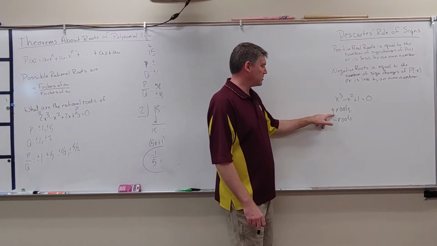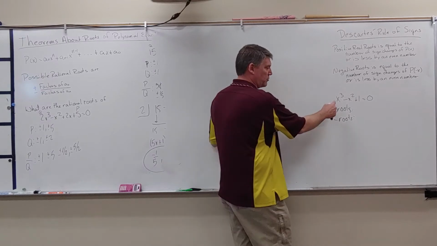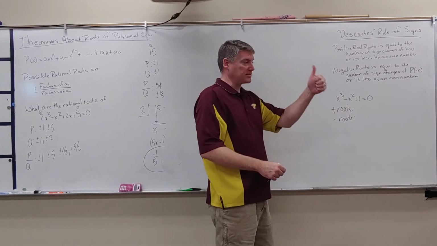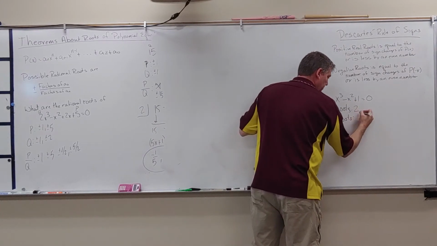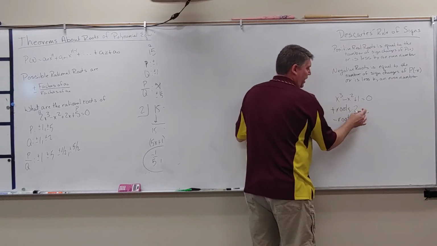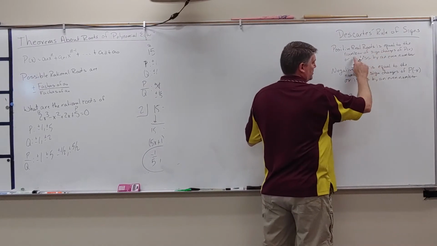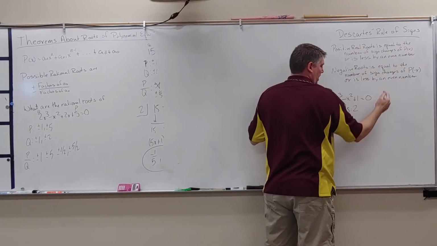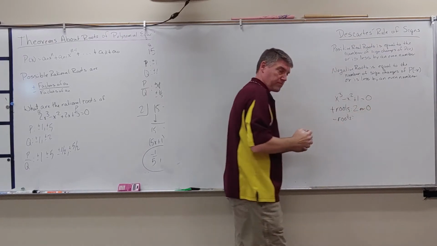So what I'm going to do is count how many sign changes there are. So this is a positive x cubed. Positive to negative, did I have a sign change? Yes, that's 1. Negative to positive, that's 2. Okay, so now I have 2. So it says the number of positive roots is equal to the number of sign changes of p of x, or is less by an even number. So 2 or 0.